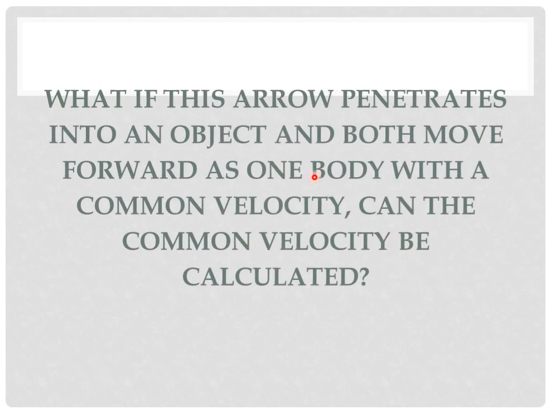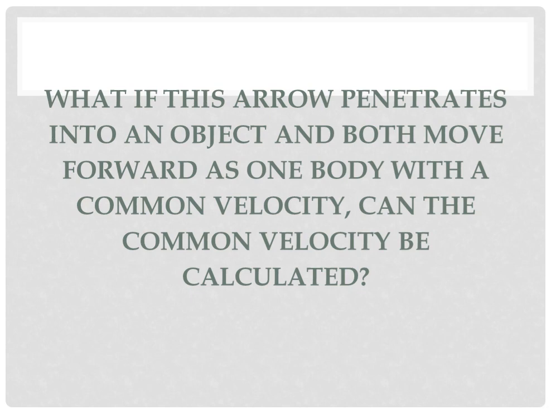Read this. What if this arrow penetrates into an object and both move forward as one body with a common velocity? Can the common velocity be calculated? We just saw an arrow that was thrown, and the question is if this arrow penetrates an object, say a block, and pushes the object together with the arrow and they move with a common velocity, is it possible that this common velocity can be calculated?